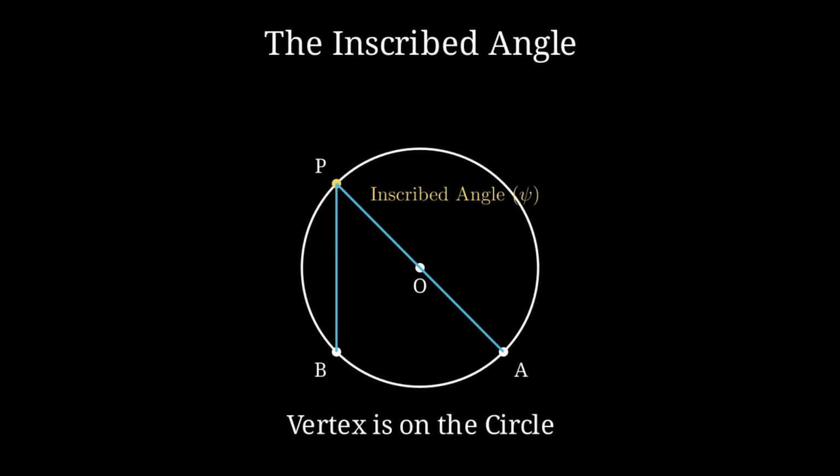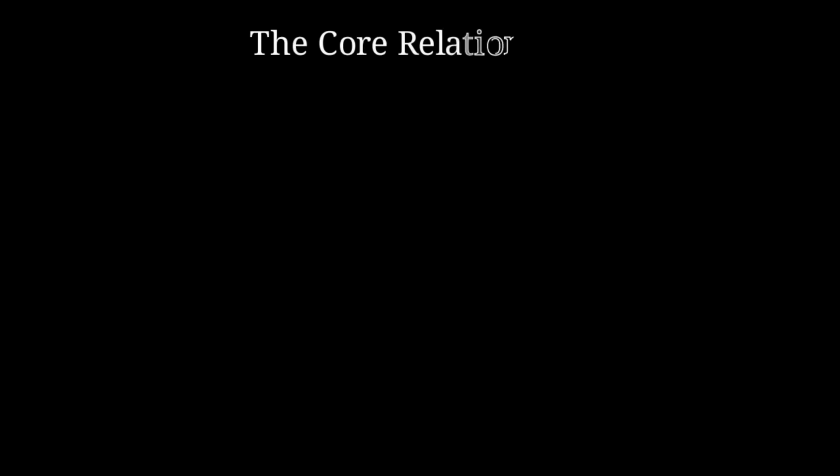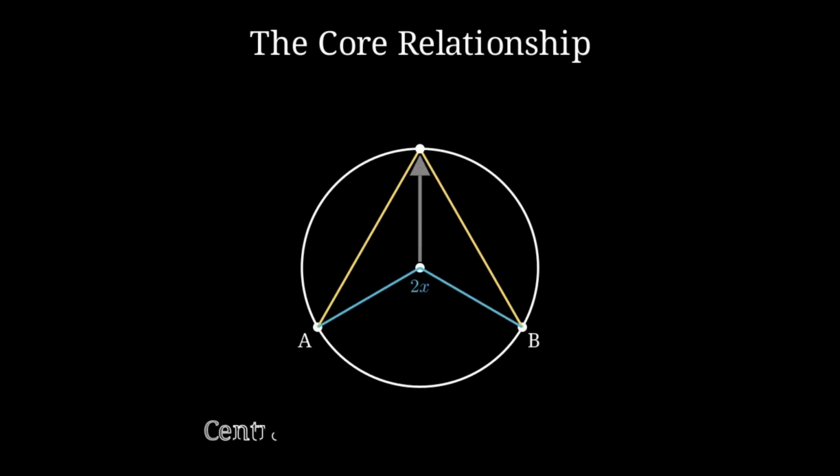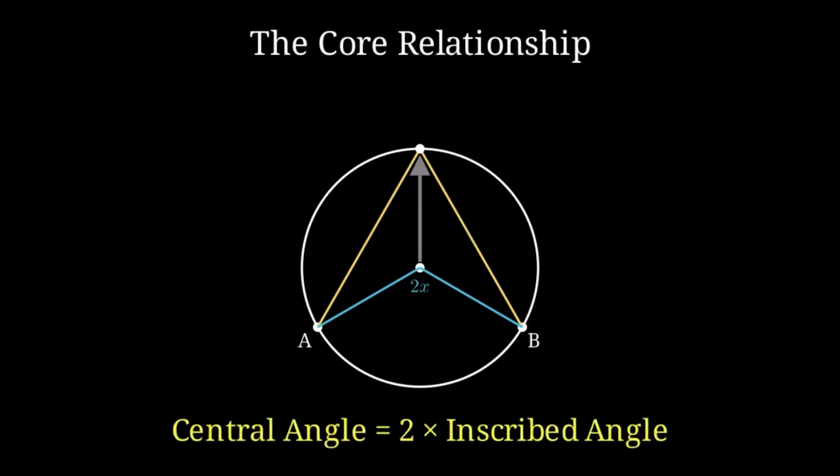Let's find the link. The fundamental theorem states that the central angle subtended by an arc is double the inscribed angle subtended by the same arc. If the inscribed angle is x, the central angle must be 2 times x.